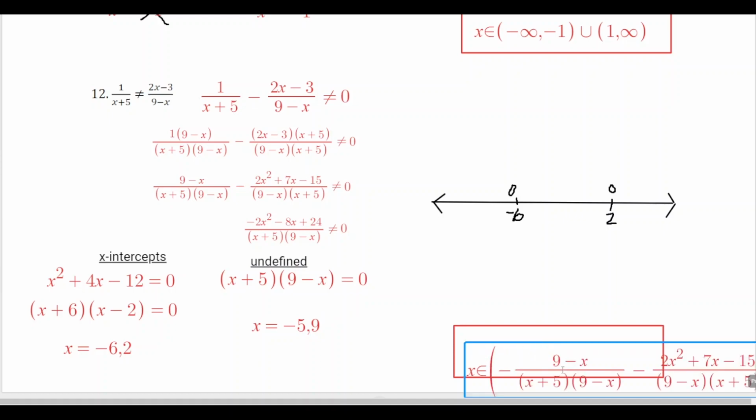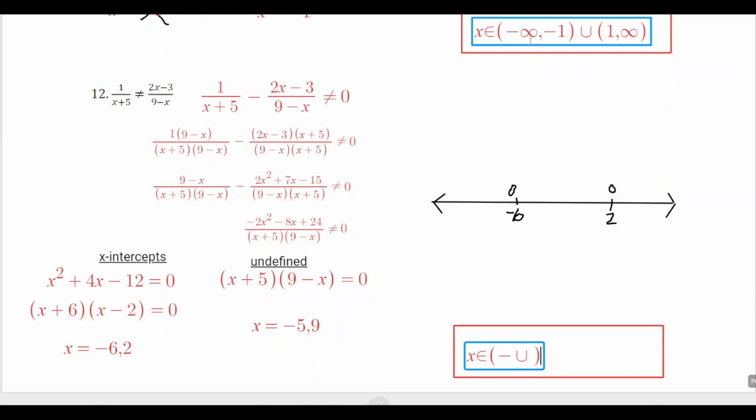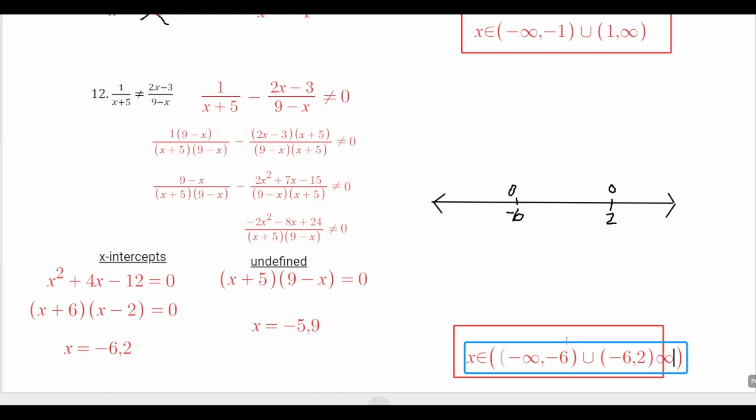It's going to be negative infinity, oh, whoa, whoa, negative infinity to negative 6. And then, let's see, from negative 6 to 2. And then from 2 to infinity. And that'll be our solution set for number 12.